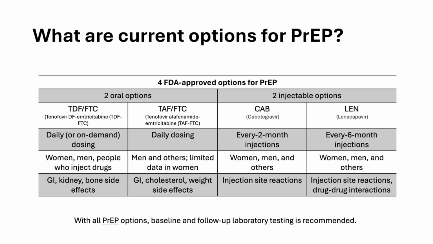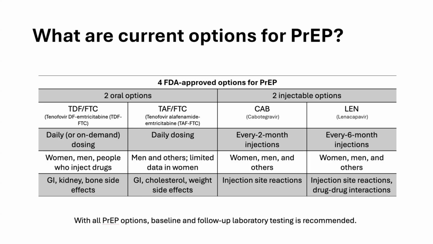And then if we shift over to the injectable options, these can have what are called injection site reactions. Those could be pain at the site of the injection. Cabotegravir is an injection given into the muscle, typically into the buttock. And so often the side effect there is pain. Lenacapavir is a subcutaneous injection. It's given into the skin.